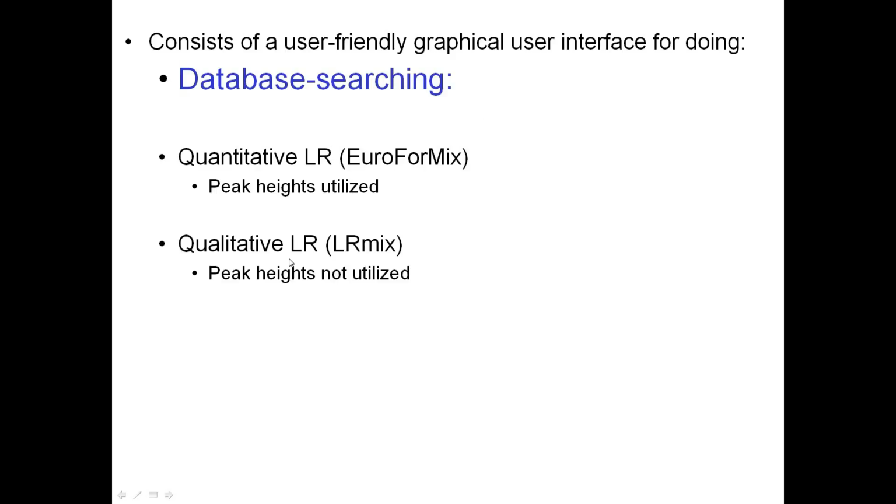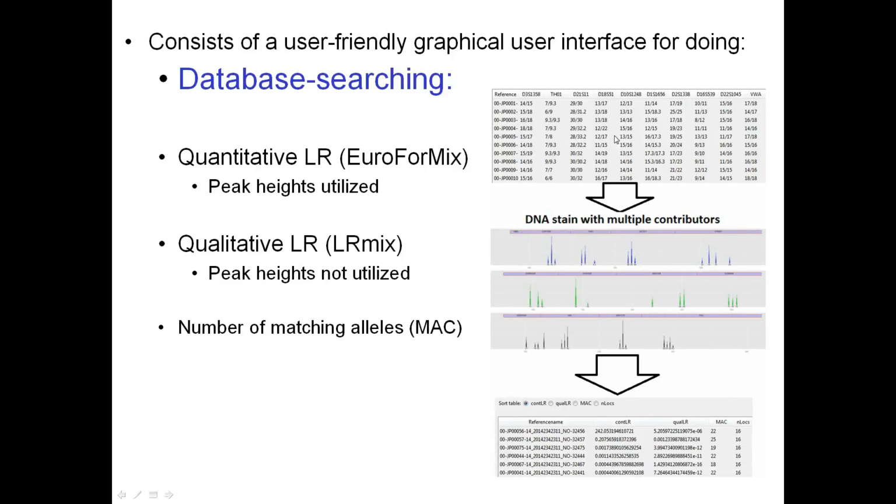EuroForMix also provides a function for database searching, so it uses both the quantitative model and also the qualitative model, and also the number of matching alleles. As you can see here, a given database with a lot of reference profiles is compared with a complex DNA profile, and the result is a ranked table ranked with the selected criteria here.